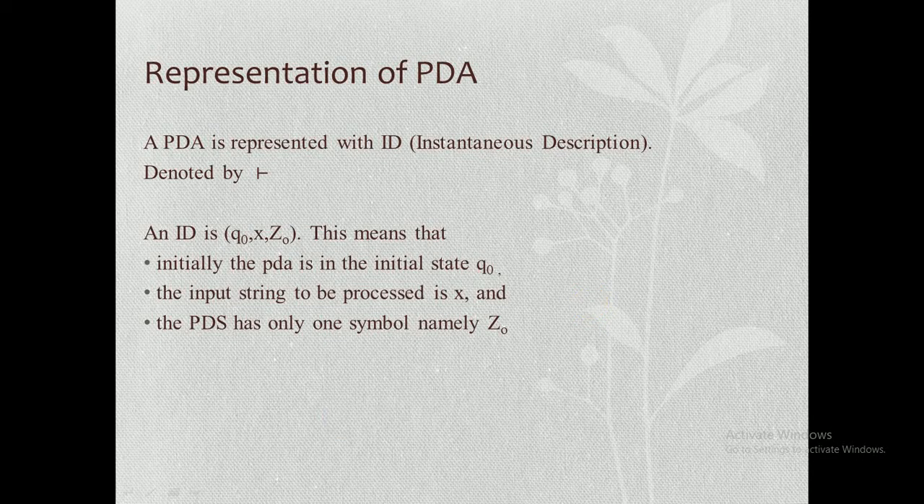So, representation of PDA. A PDA is represented with an ID. ID is called instantaneous description and it is denoted by tilted T. An ID is (Q naught, X, Z naught). This means that initially the PDA is in initial state Q naught, the input string to be processed is X, and the PDS has only one symbol, that is Z naught, at the top of the stack.